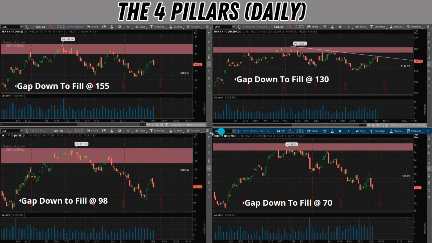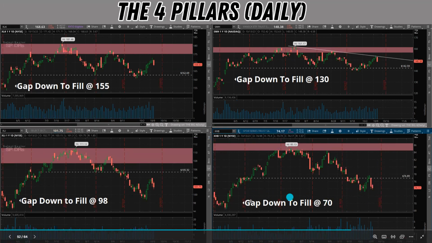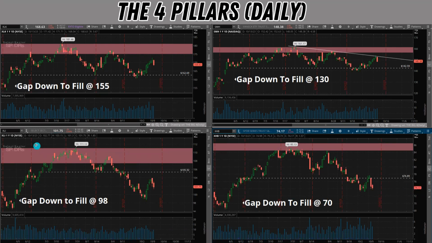XLI and the home builders, so industrials and the home builders, are very close to filling their gaps down, right? XHB is about $4 away. XLI is like $3 away, okay? And then we have XLK right here. XLK Tech is a lot farther away, okay? It's about $13 away from its gap, and the SMH is about $18 away from its gap.